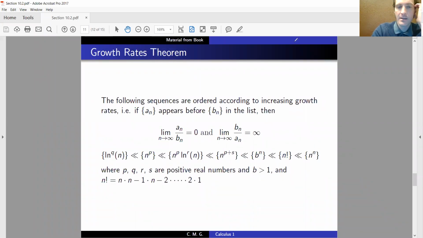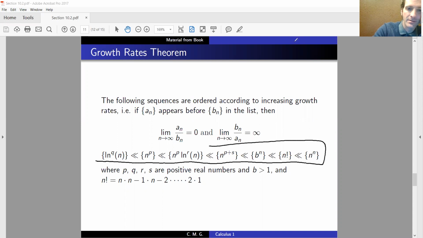Cool. And then finally, growth rates. These functions here are listed in order of slowest growing to fastest growing. And so if you have a quotient of these things, you look on this list and say, which one is further along in the list? If the top is further along in the list, then the sequence is divergent and goes to infinity. If the bottom is further along, it's going to go to 0. So if the top grows faster, it goes to infinity. If the bottom grows faster, it goes to 0.